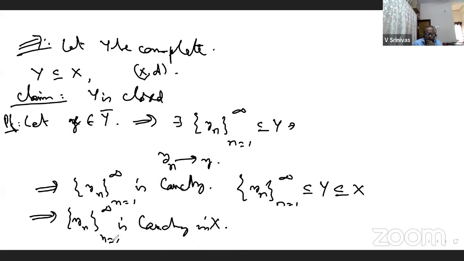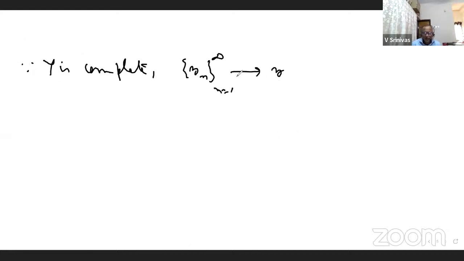Now, I have got Yn is Cauchy, and I can straight away use that Y is complete. I need not use that it is a Cauchy sequence in X. Because I also have that Y is complete, let us use that Yn is a Cauchy sequence in Y. So I can use that Yn is a Cauchy sequence in Y, and Y is complete.